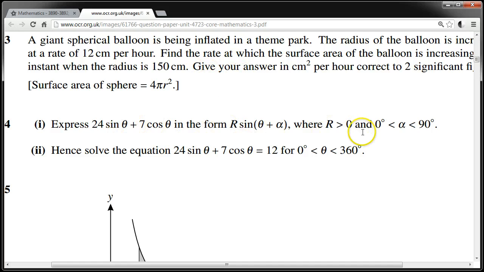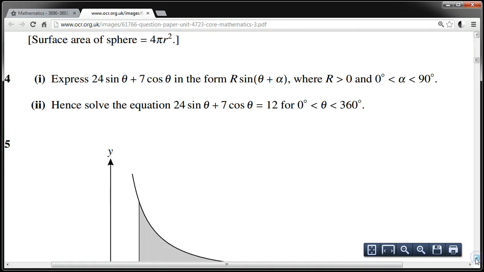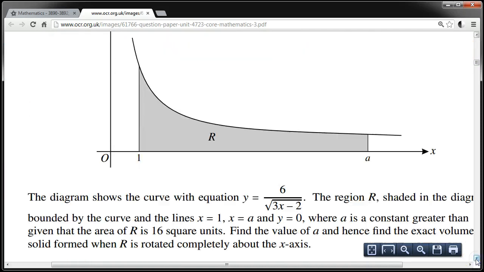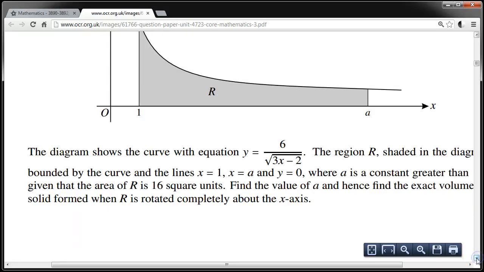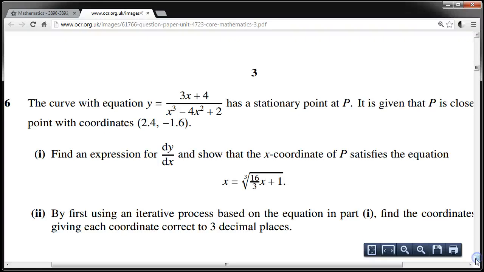This one is standard, question 4. Nice compound angle formula here, and solve this equation. So 4 is certainly a relatively standard question, so that would be a good question to perhaps consider doing at the beginning. 5 is rotation of volume here, looks like. Perhaps the area is also mentioned here, and you have to find A given the area is 16. So again, not terribly straightforward, but still eminently doable.